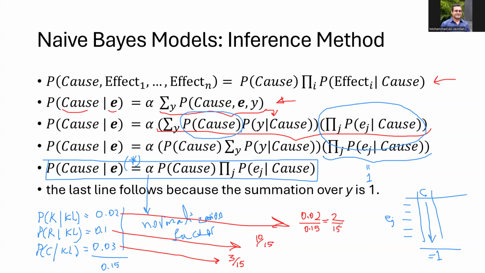As you can see, the sum of these numbers, 2 over 15, 10 over 15, and 3 over 15, becomes 1, and you can treat them as a probability distribution. For example, in this case the second one has the highest probability. So for that given kernel length, if you have a range of kernel length, that means the seed belongs to the second class. That's the way naive-Bayes models work.